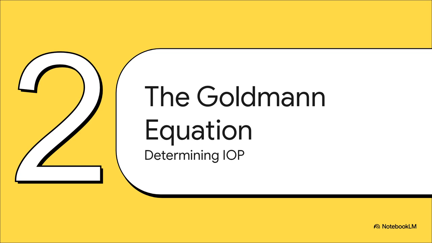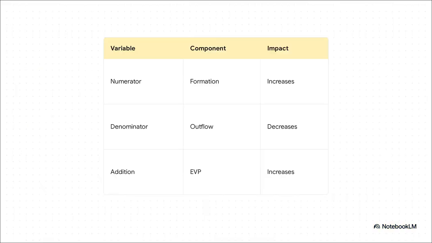Which brings us right to Section 2, the Goldman equation. Okay, I want you to build this mental model in your head right now. It's super important. The Goldman equation basically dictates that IOP equals a fraction plus a number. The numerator of our fraction is the aqueous formation rate, measured in milliliters per minute. The denominator, that's the outflow facility. And notice that if you divide the numerator by the denominator, those milliliters per minute units perfectly cancel out, leaving you with millimeters of mercury. Then finally, we just add the episcleral venous pressure, or EVP, at the end.